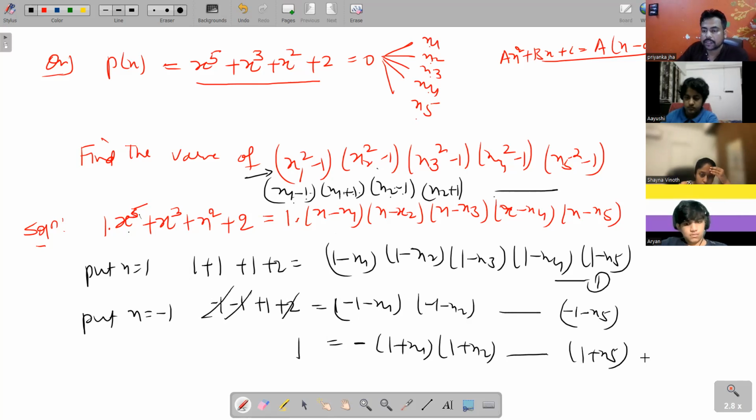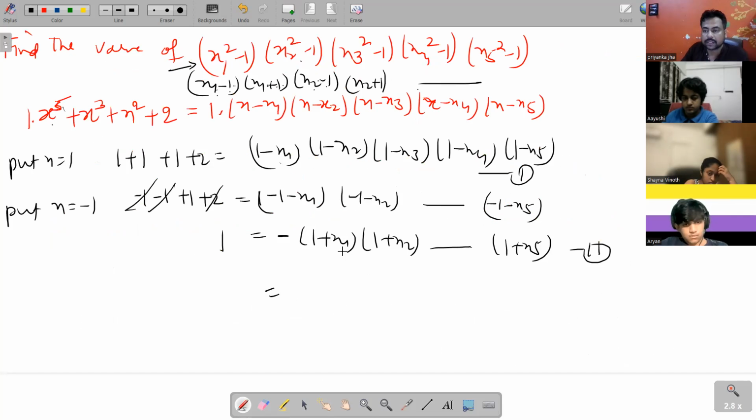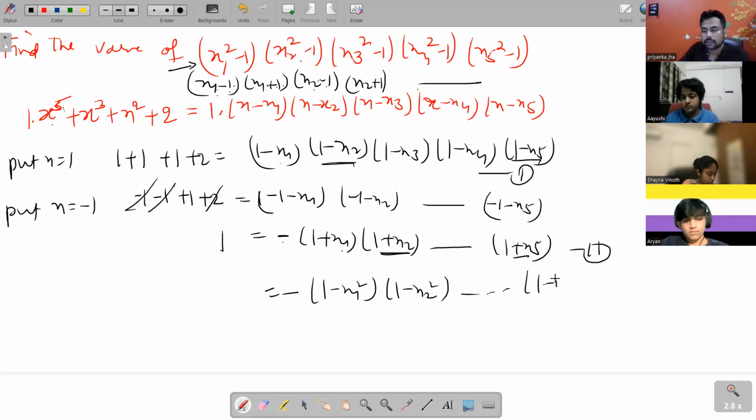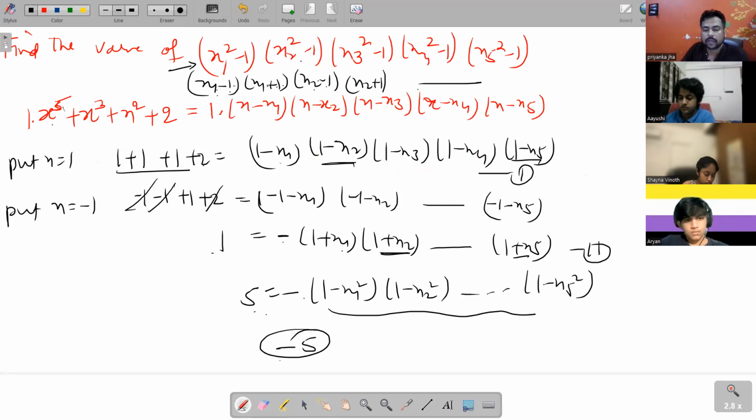Here, this is your first equation. This is your second equation. Just multiply them. You will get 1 minus x1 into 1 plus x1, so the minus will come out. 1 minus x1 square, this into this, 1 minus x2 square, and like that. So this is 5 into 1. That is 5. So the value of this would be minus 5. The minus will come out this side. So minus 5. Understood?